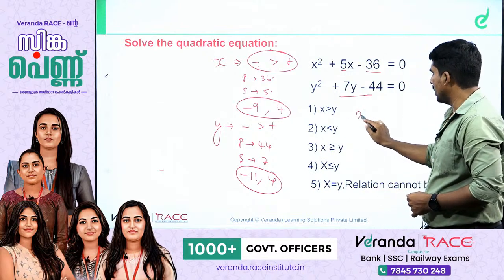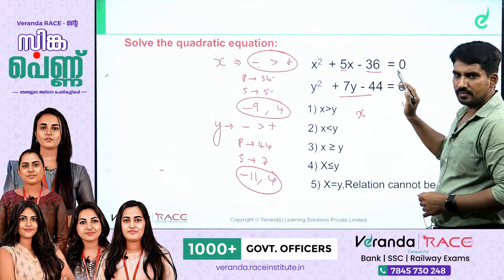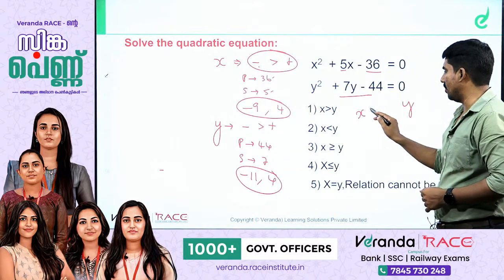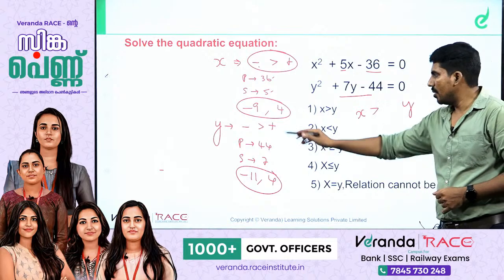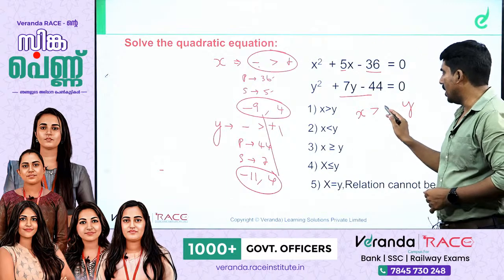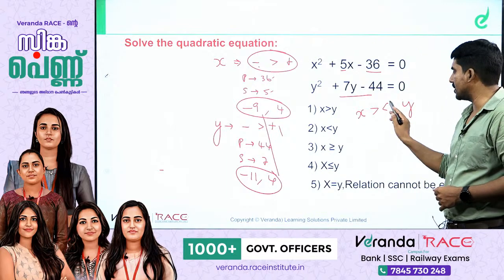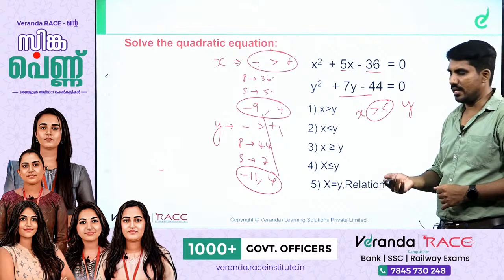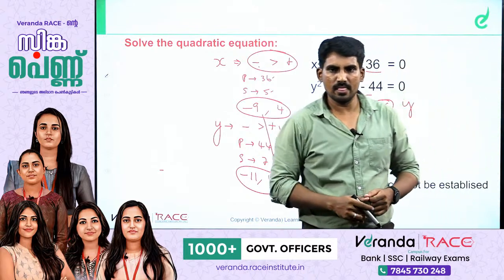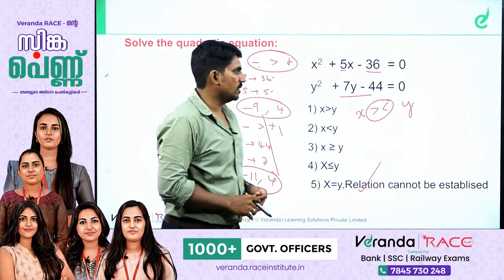Now compare x and y. Minus 9 compared with minus 11, minus 9 is greater. Minus 9 compared with 4, again 4 is greater. Does the direction change or not? The direction changes. Therefore, we can click the answer: relationship cannot be established. Clear? Relationship cannot be established, right?